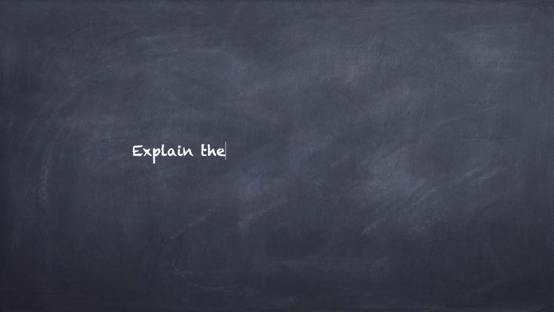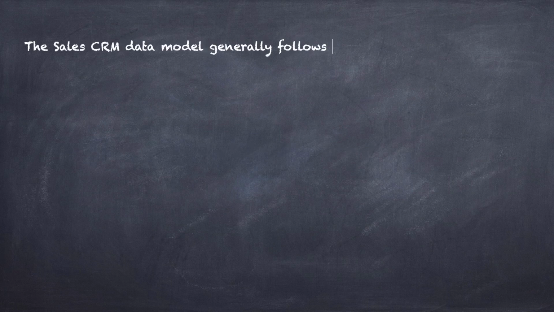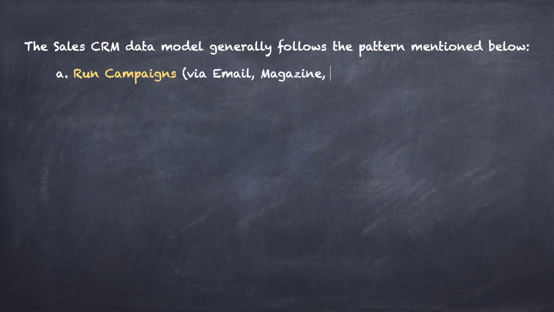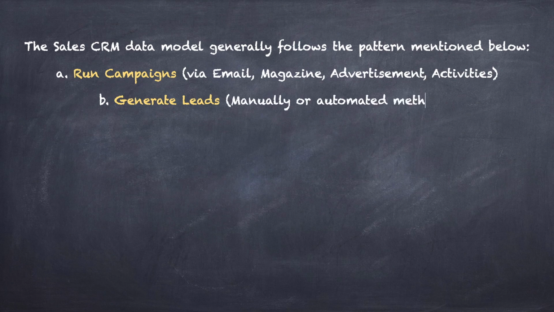So explain the sales CRM data model. So the sales CRM data model generally follows a pattern as follows. Run campaigns, which could be either via email, magazine, advertisements or activities. Generate leads, which can be either manual or automated.